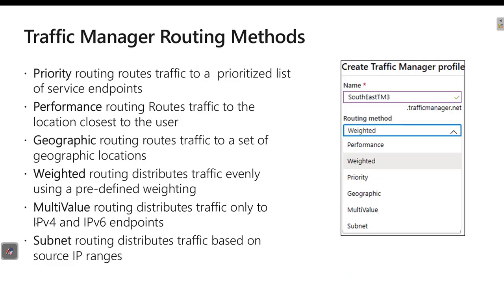Multi-value is for specific IPv4 and IPv6 endpoints. As of this day, while I'm recording this lecture, these two options were introduced only 2 weeks before. So far, I've personally never seen a customer who's using these two. Mostly people use geographic routing. Subnet. Let's say you are running two different websites in the same server, you can use subnet oriented Traffic Manager, wherein you can control the source IP range.